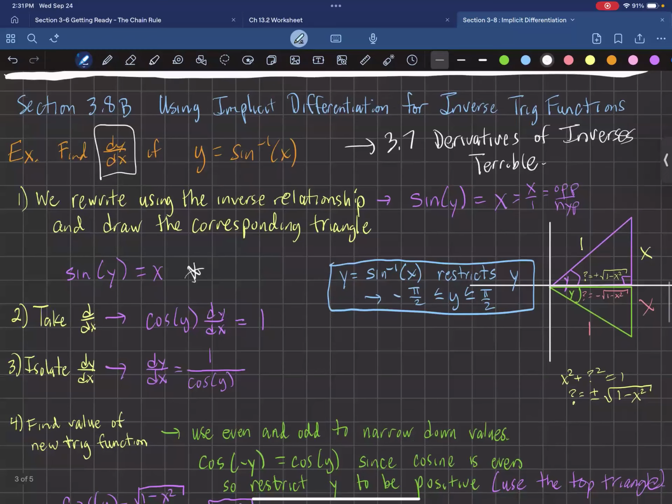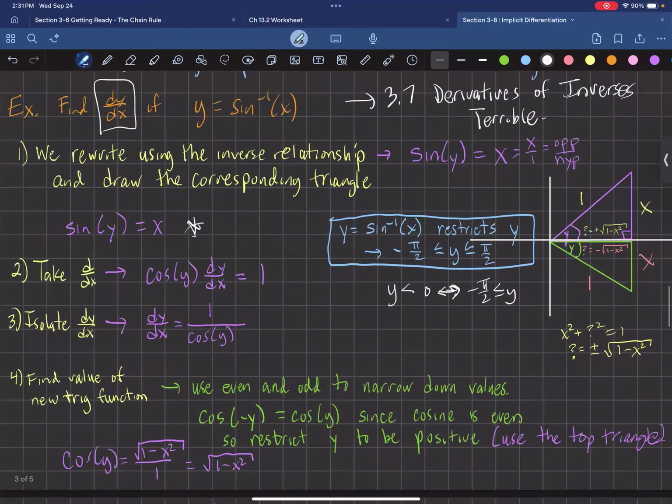We are going to take advantage of the fact that cosine is an even function. So cosine of negative y is equal to cosine y. So it doesn't really matter if I do y less than 0, where negative pi over 2 is less than or equal to y. That's the same thing. It doesn't matter which one we do, we can still use the positive side. We can ignore the negative version is where I'm going with this. So we're not going to bother with doing the negative square root of 1 minus x squared. We're going to have positive.